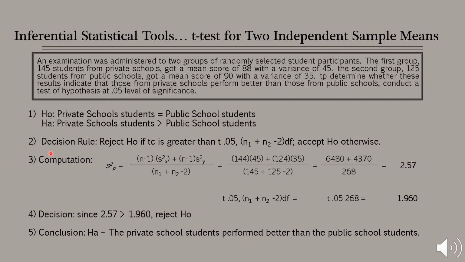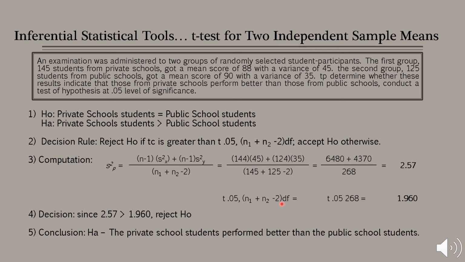To compute, we get 145 minus 1, or 144, times 45, which is the variance for the private schools, plus 125 minus 1, or 124, which is the population of the public school students, multiplied by the variance of 35. Divide everything by the population of the private school students and the public school students minus 2 to come up with a computed t-test of 2.57.